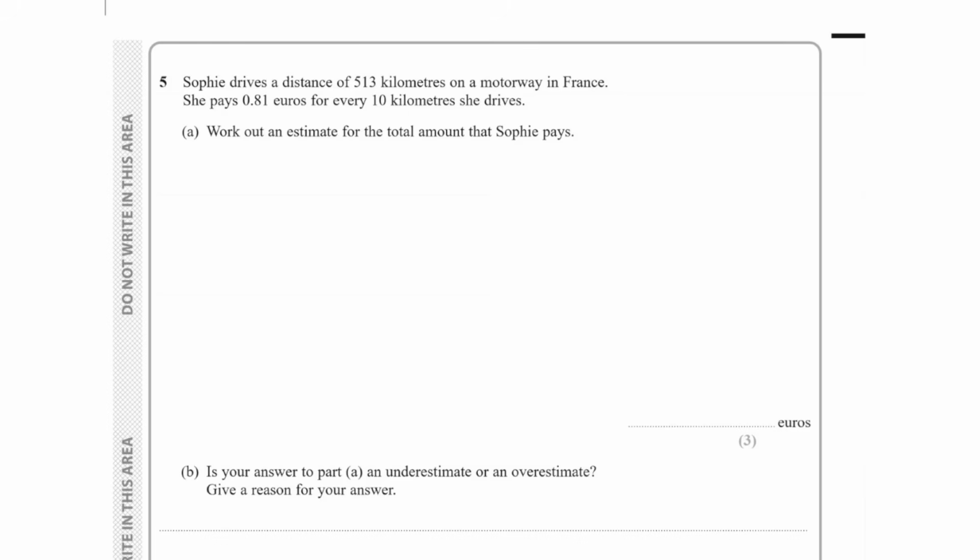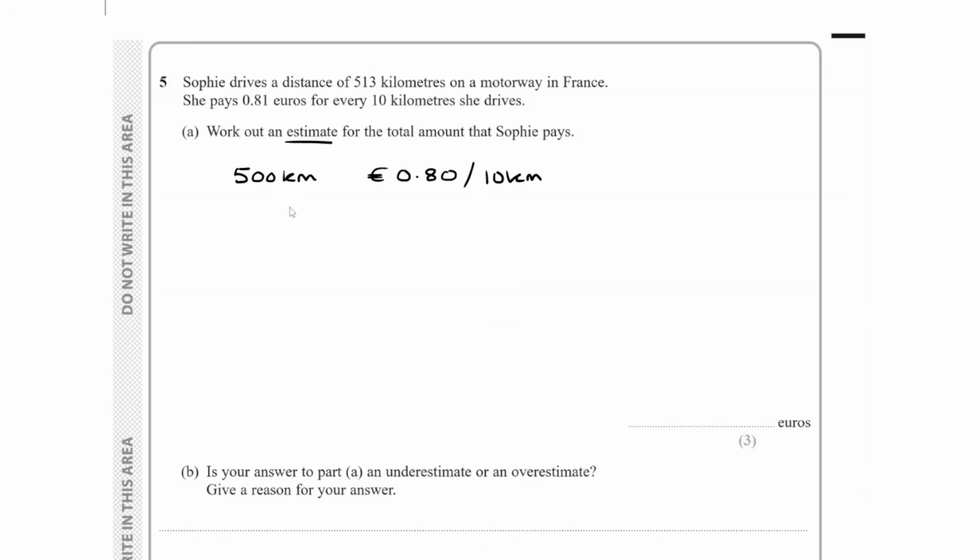Question 5. Sophie drives a distance of 513 kilometres on a motorway in France. She pays 0.81 euros for every 10 kilometres she drives. Work out an estimate for the total amount that Sophie pays. So it's an estimate, right? Because this is a non-calculator, we're not going to actually use those exact figures because it would be just too difficult, wouldn't it? So you can round. I would normally round any of the numbers to one significant figure. In this case, we could round this to 500 kilometres. And then the euros, maybe just 0.8 euros. And then the 10 kilometres is fine, isn't it?